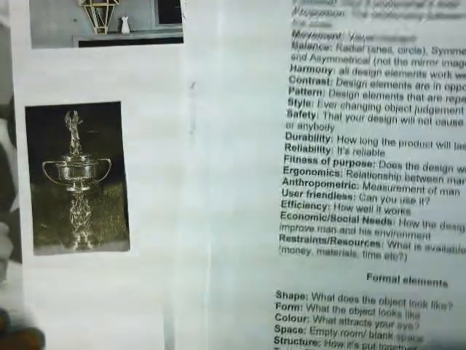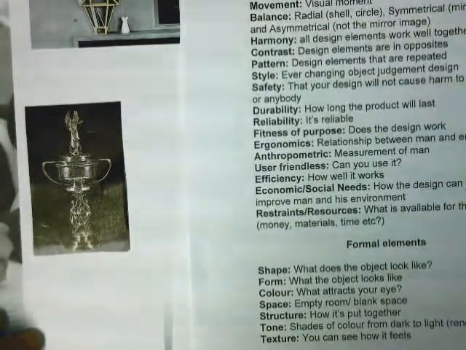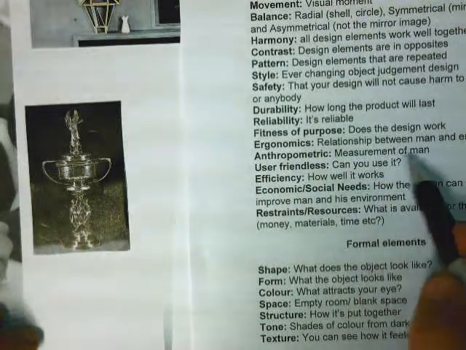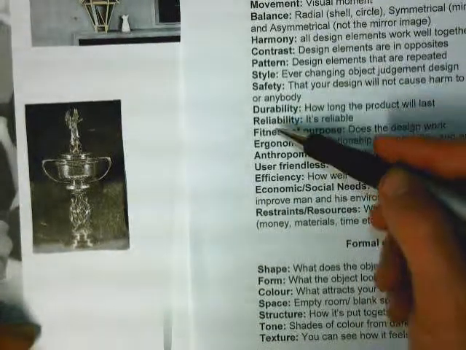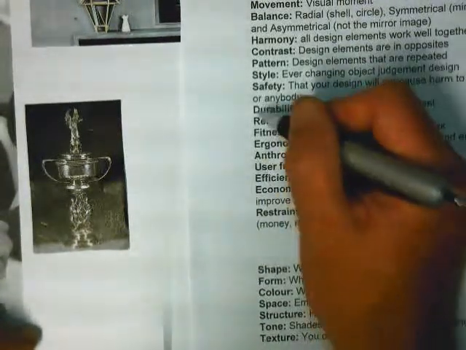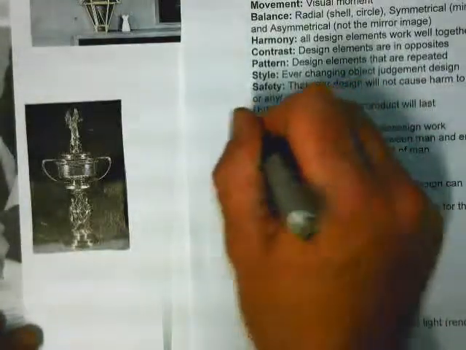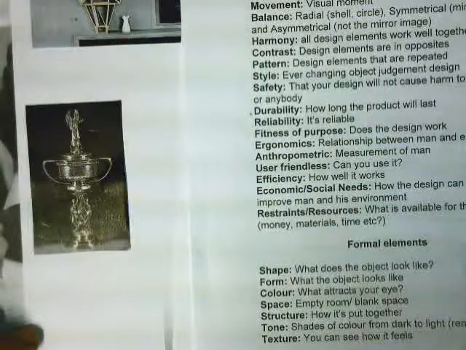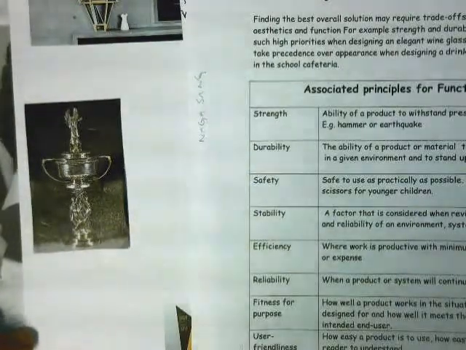Anthropomorphic, measurements of man, durability, reliability. So let's use this one, durability. I'm going to use it for this because that's made out of silver. That's going to be durable, last for a long time. And then also I might do something like unity because it's all one color. So I'm going to use those two words in a sentence. Alright, so I'm going to go for unity and durability.